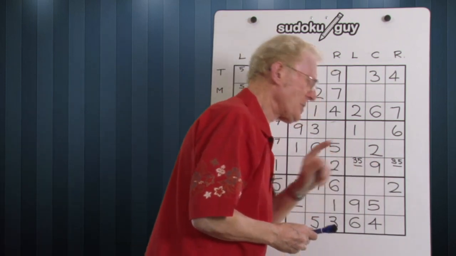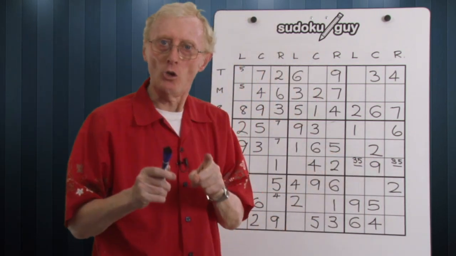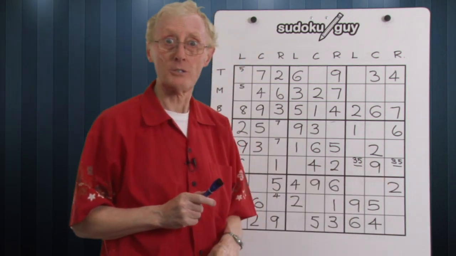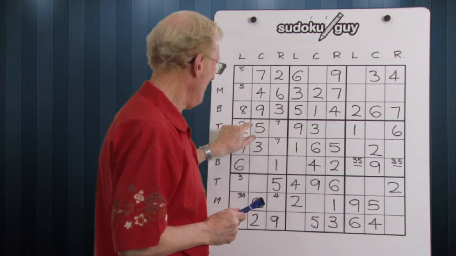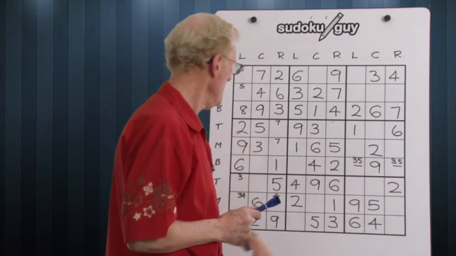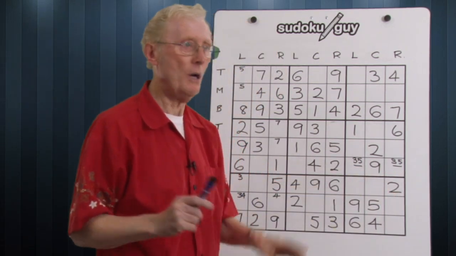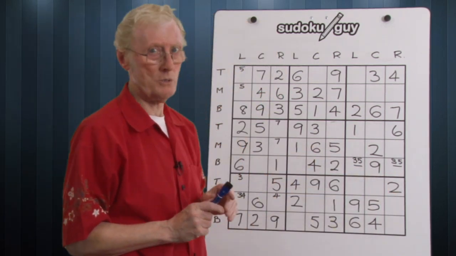We underline them as a way of saying they are the only 2 numbers that can fit in those 2 cells. Let's just show you. 5 has to be there or there. 3 has to be there or there. No other numbers. That's very important. You'll see later on.